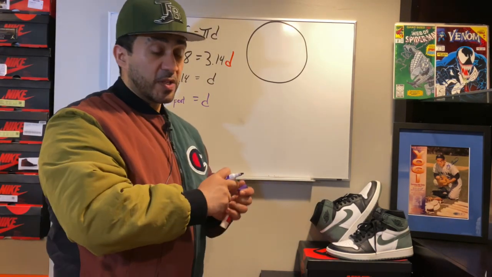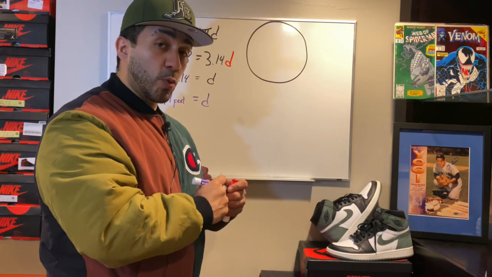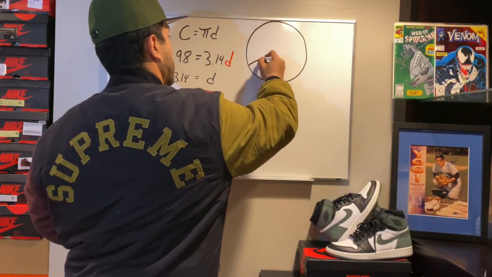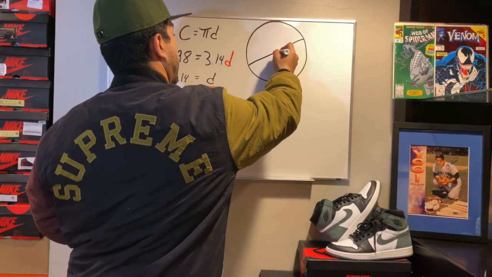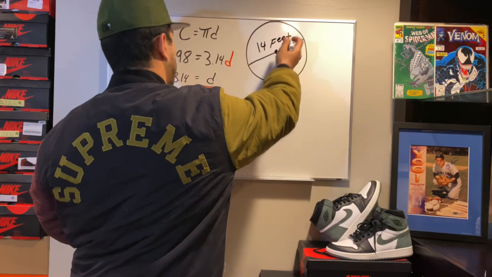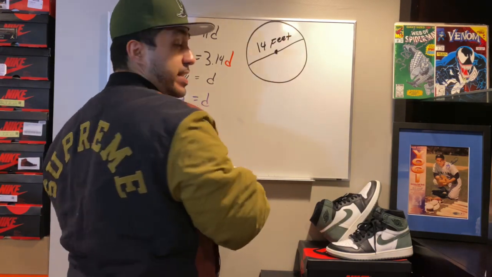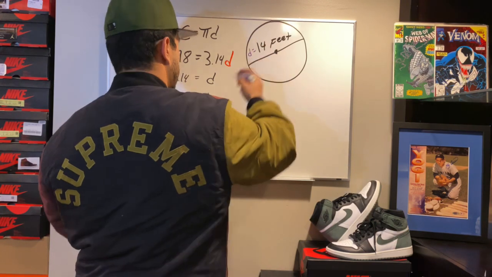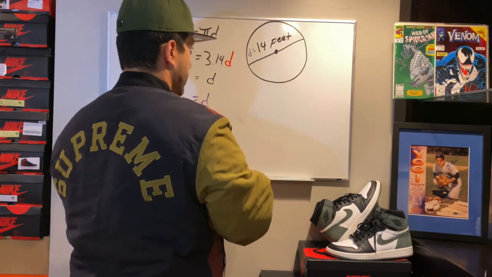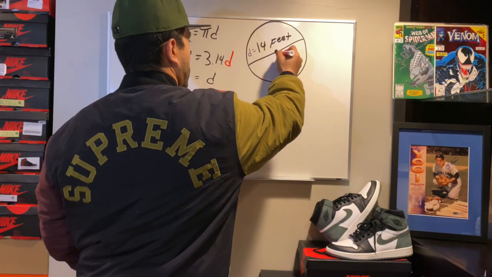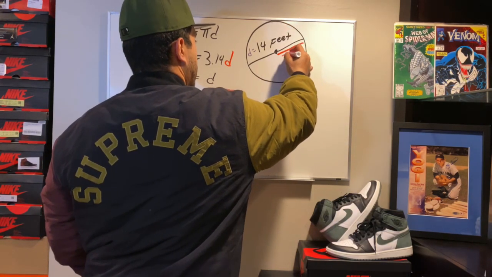This little circle that's been hanging out over here, I'm now going to label with the diameter. And if I'm going to go through the trouble of labeling the diameter, I should take a moment to label the radius. If the diameter is 14 feet, d is 14 feet. That means the radius is 7 feet.